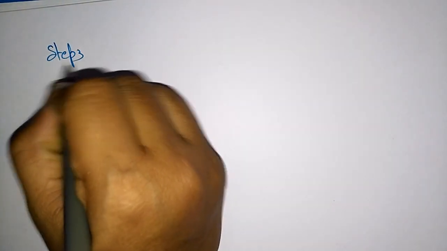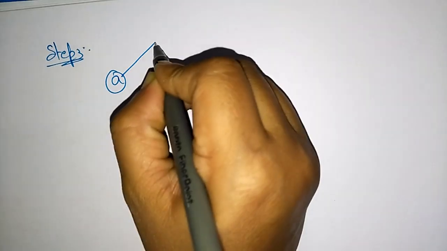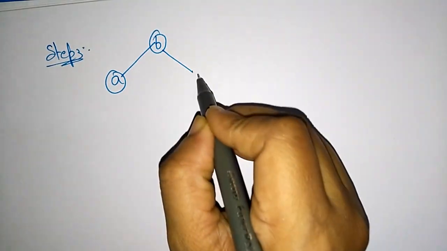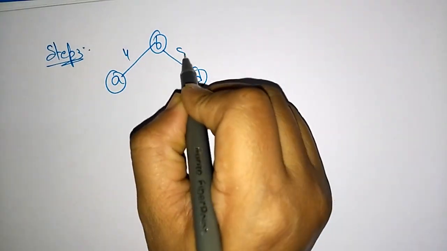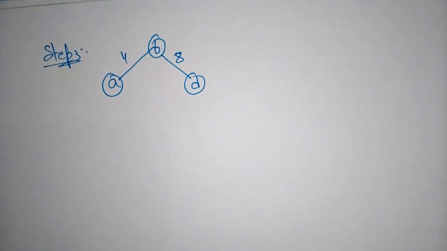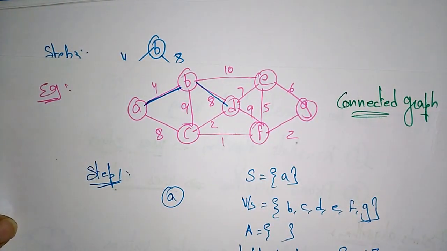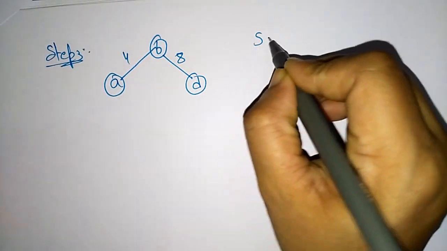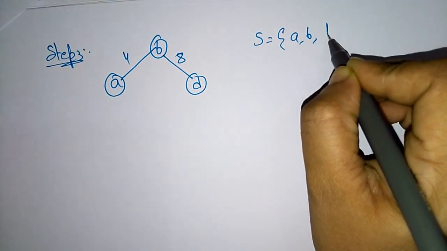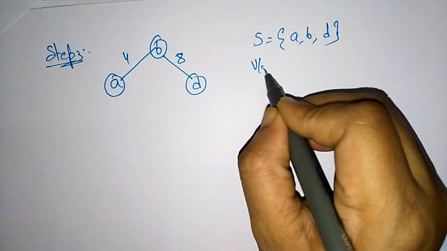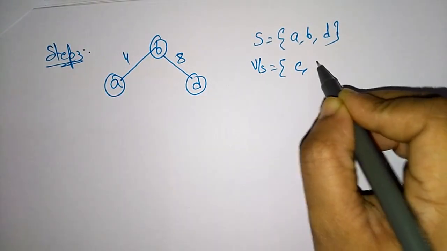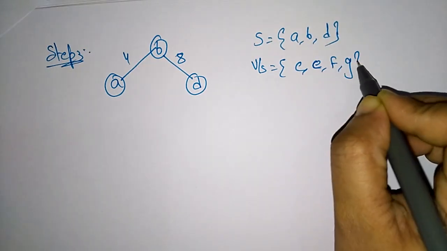So in step 3, what is step 3? Step 3 contains 3 vertices: A, B, and this is D, with weights 4 and 8. So we have reached from A to D. Next, this set contains A, B, D, and the remaining vertices present in this graph are C, E, F, G.